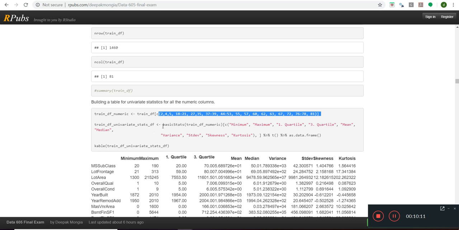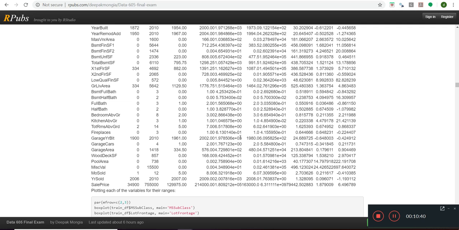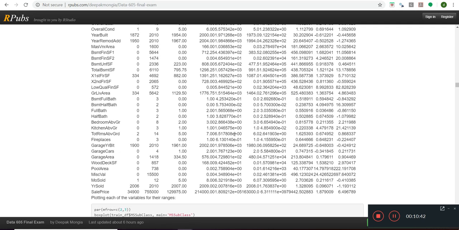We are using the function basic stats here from the fbasics package, and we are taking all these important statistics for each of these numeric variables. We use the minimum, the maximum, first quartile, third quartile, mean, median, variance, standard deviation, skewness, and kurtosis. All these will help us in our future analysis. That's why we have taken it here.